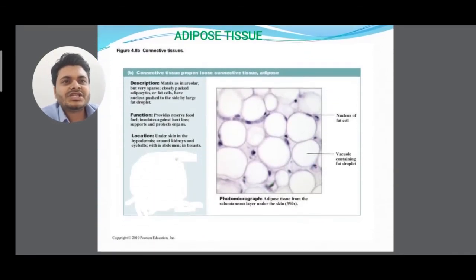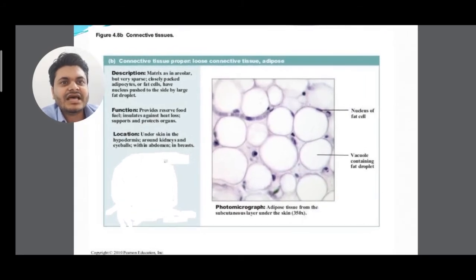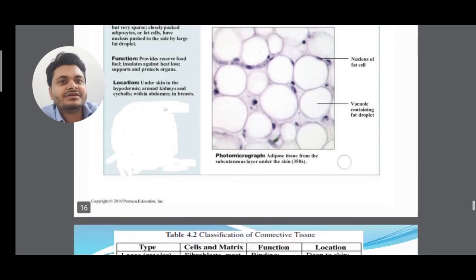Now one more is there, adipose tissue. Adipose means fat cells. It is found in the liver area. What is the description of adipose tissue? The matrix is as in areolar tissue and is very sparse, loosely packed. Adipocytes or fat cells have the nucleus pushed to the side by large fat droplets. The function is to provide reserve food fuel, insulate against heat loss, and support and protect organs. The location is under the skin in the hypodermis, around the kidneys, eyeballs, within the abdomen, and breast. So fat cells are given here.